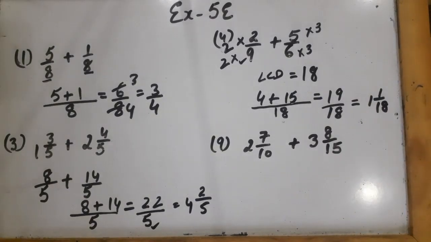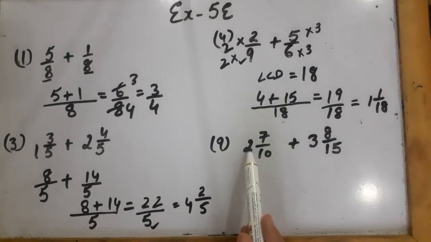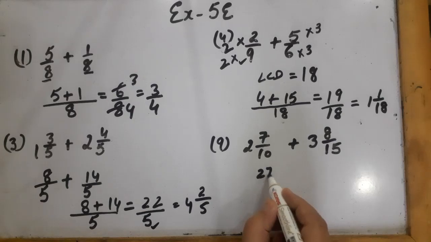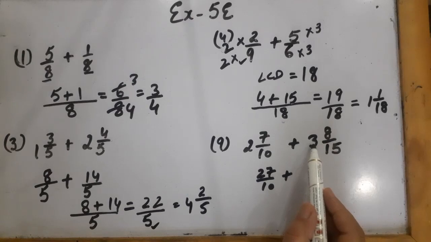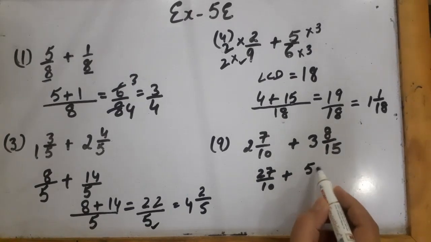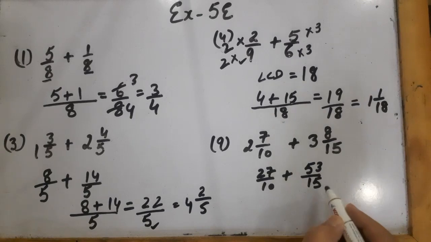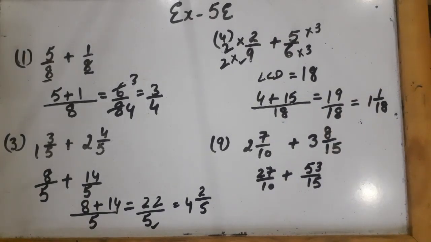Now look at the next one. This is the 9th question. In this you can see these are mixed fractions. So first of all I'll convert them into improper fractions. 10 twos are 20 plus 7 is 27 upon 10, plus 15 threes are 45 plus 8 is 53 upon 15. So these are what? Unlike fractions because the denominators are different. So I cannot solve it till I turn them into like fractions.